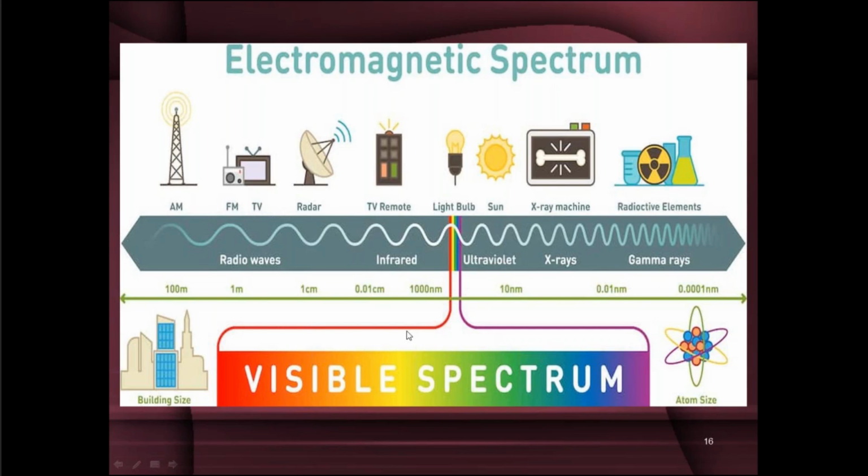For example, UV radiation extends from around 10 nanometers to around 400 nanometers, and visible radiation from 400 to 800. This is approximately 1000. This is the infrared radiation.